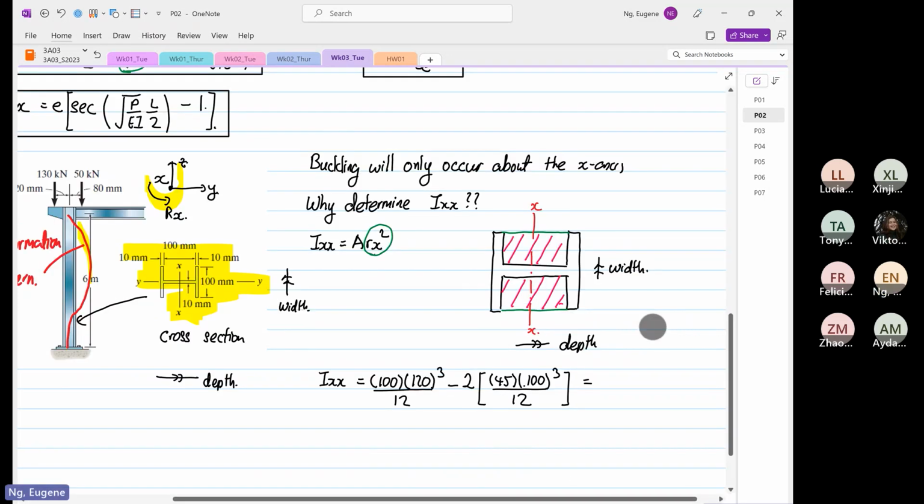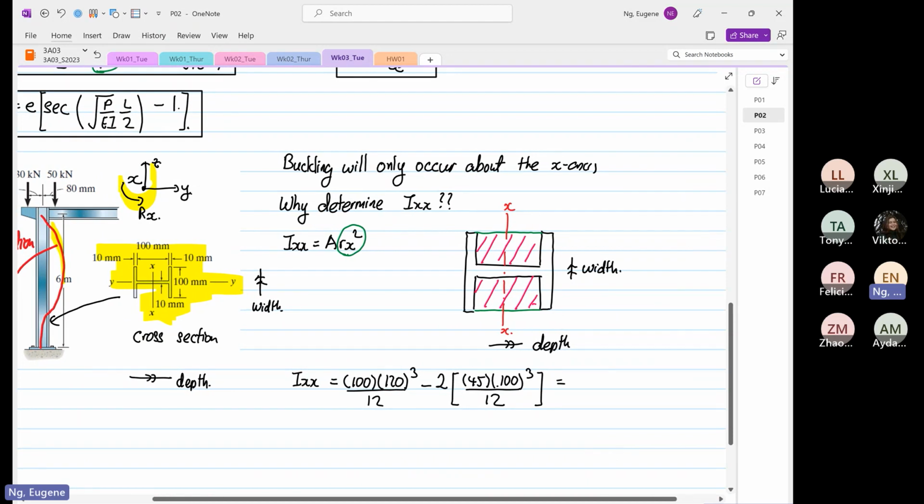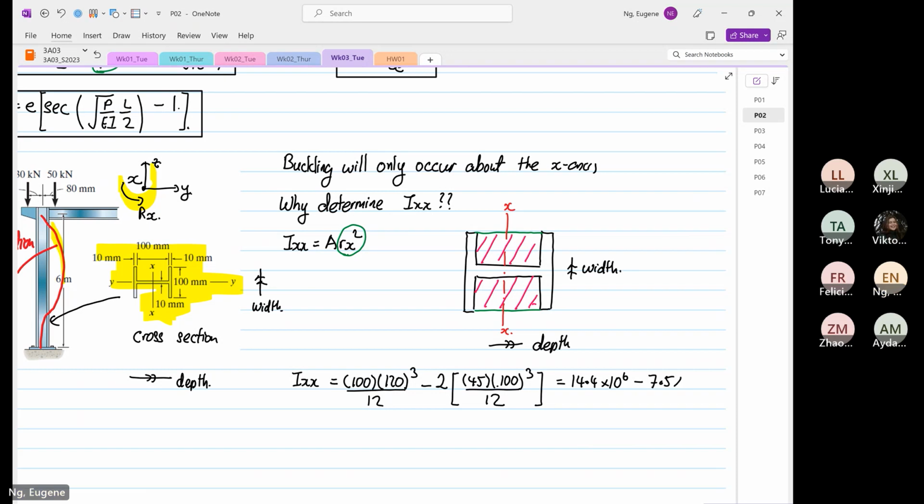So from here, this will be equal to 100 times 120 to the power 3 divided by 12, which is 14.4 times 10 to the power 6, minus 45 times 100 to the power 3 divided by 12 times 2, which is 7.5 times 10 to the power 6. So this will be equal to 14.4 minus 7.5, which is 6.9 times 10 to the power 6 millimeter 4, or 6.9 times 10 to the power minus 6.